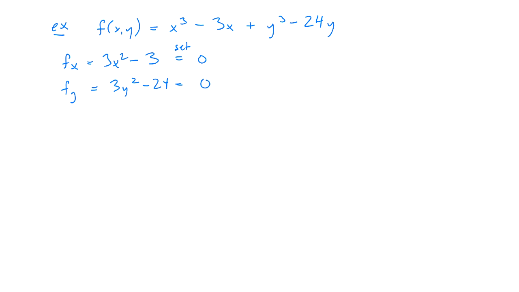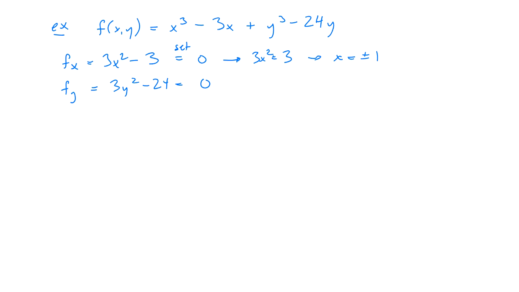Set them equal to 0. In this case, as I said, I've made it nice, but in general, the partial derivatives can involve both variables, of course, and so it becomes a bit more complicated. But you can see in this one, if I solve for it, I get 3x squared is equal to 3, so therefore, x is equal to plus or minus 1.